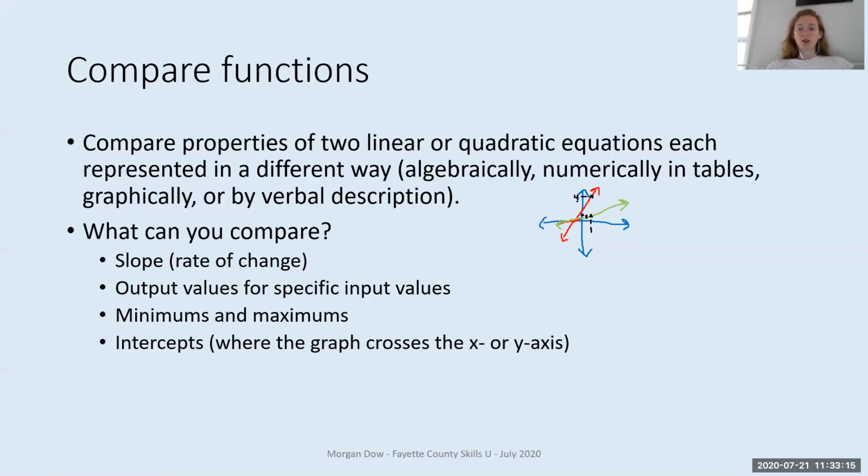So for this one input value of x equals 1, we could see that the green line is lower, right? The output is lined up with y equals 1, and the red line is lined up with y equals 4. And again, I just made those numbers up, but just to give you a quick example. We can also compare minimums and maximums.